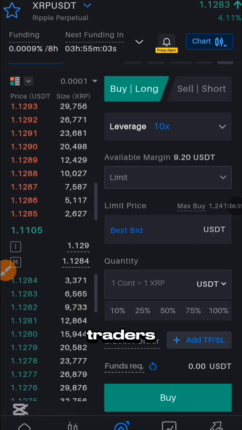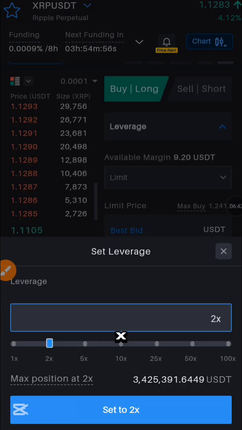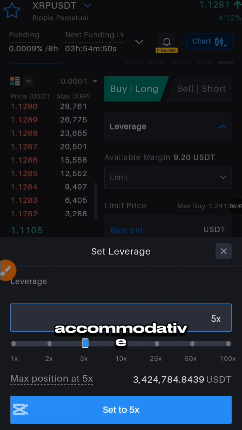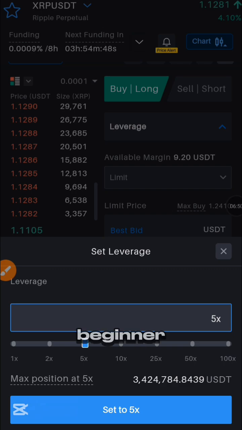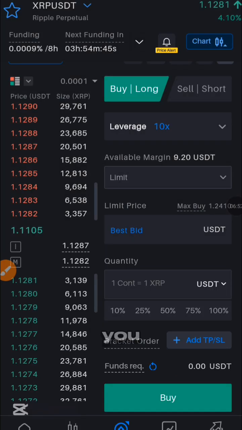Now, for beginner traders, you have to start with low leverage. For beginners, we always recommend you use 2x, 5x or 10x leverage, which is the accommodative leverage for new beginner traders. Now, you always need to use a stop loss. Never enter a leveraged trade without knowing exactly where you will exit if you're wrong.